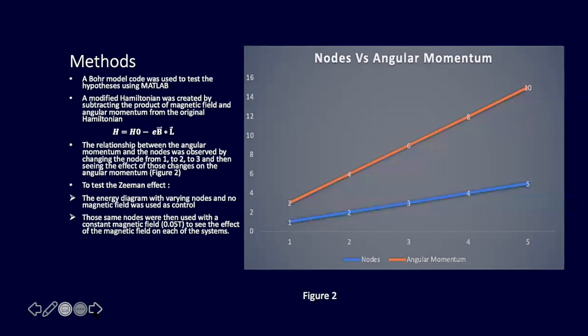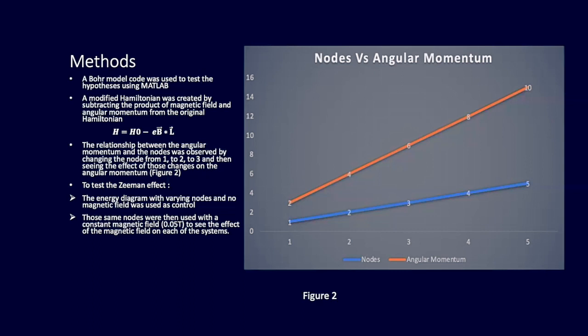So for the methods utilized, a Bohr model code was provided to us by Dr. Killen, and we tested the hypothesis using MATLAB. A modified Hamiltonian was created by subtracting the product of magnetic field and angular momentum from the original Hamiltonian, as shown here. The relationship between the angular momentum and the nodes was observed by changing the node from 1 to 2 and then to 3, and then seeing the effect of those changes on the angular momentum. We also repeated this same thing, but with non-integer numbers of nodes.